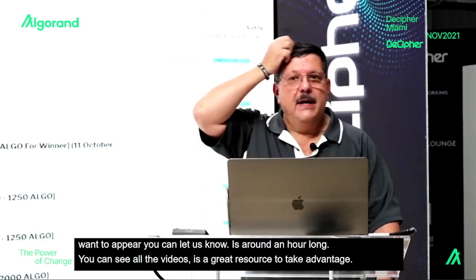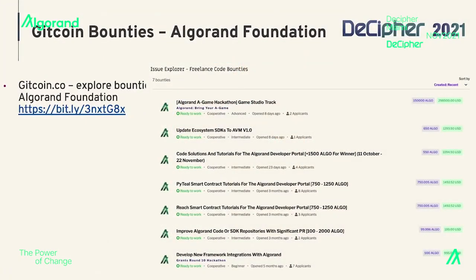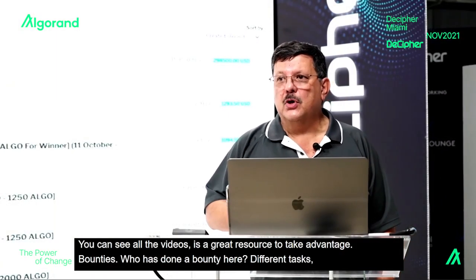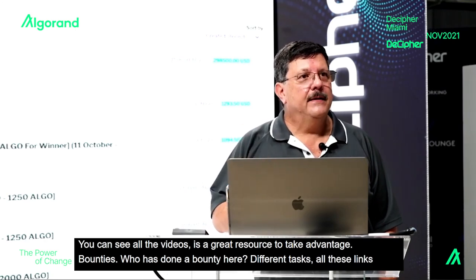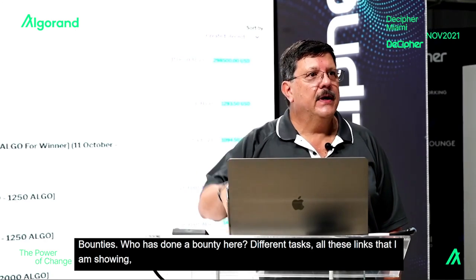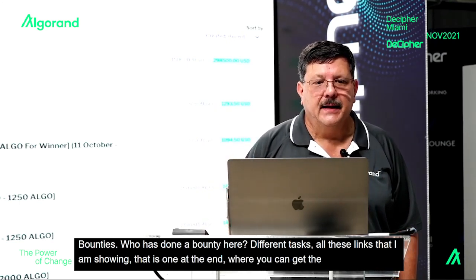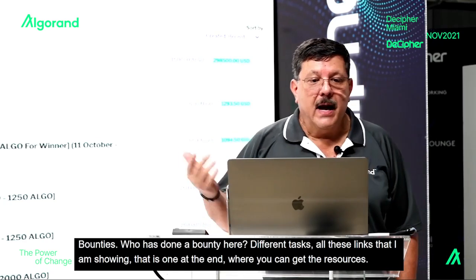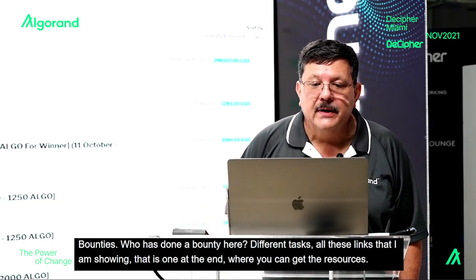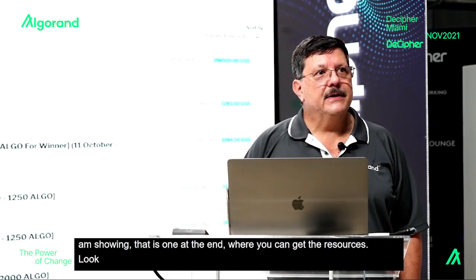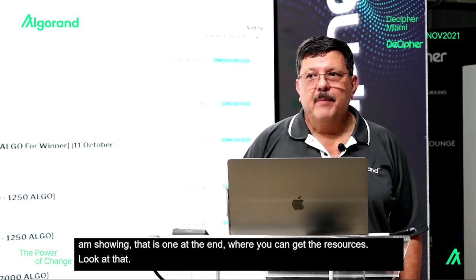Then we get bounties. Anybody done a bounty here? One of the Algorand bounties. So there's money waiting out there for you. A lot of different tasks are up on the Gitcoin bounty site. And all these links that I'm showing you on these slides, I have one link at the end for this deck, so you can get all the resources and download those. I'll have that on the last slide here today. And so Gitcoin bounties, look at that top one there, Game Track Studio, 150,000 algos. Are you kidding me? This is some serious stuff here. And then there's a lot of other Gitcoin bounties that are up there.